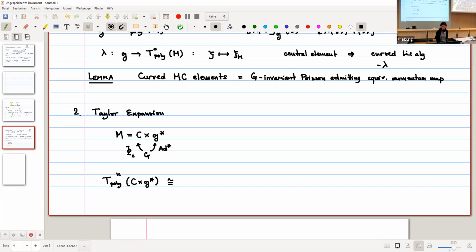you can rewrite it in this way. You have the polyvector part, so let me call it I. And then you have the C direction: polyvectors in the direction of G star, polyvectors in the direction of C, right? And then, of course, you have the coefficients, as in a usual Taylor expansion.